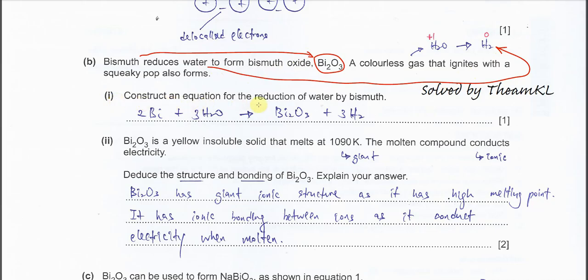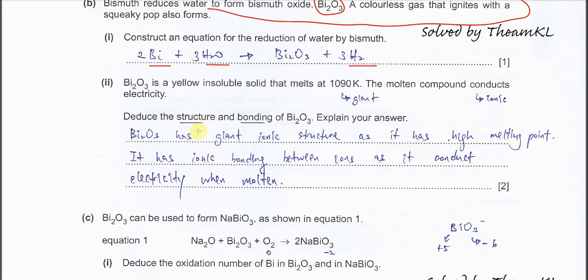Construct an equation for the reduction of water by bismuth. So you start with bismuth, after that react with water. So the bismuth will form this bismuth oxide, and water will form hydrogen gas. After that, you just balance it, right?